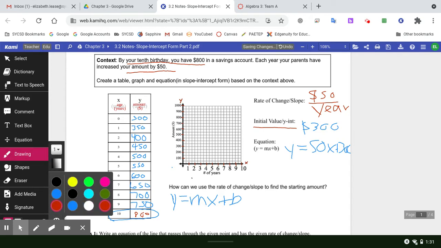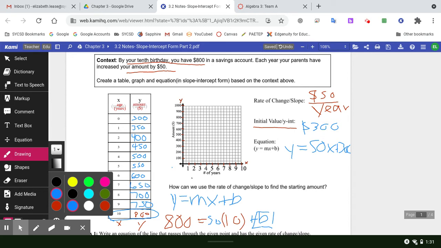And we're going to use the fact that in this point, 10 is a value of x and 800 is a value of y. So I replace y with 800 and I replace x with 10. But then I use my rate of change of 50. And at this point, my unknown remains the value of b.